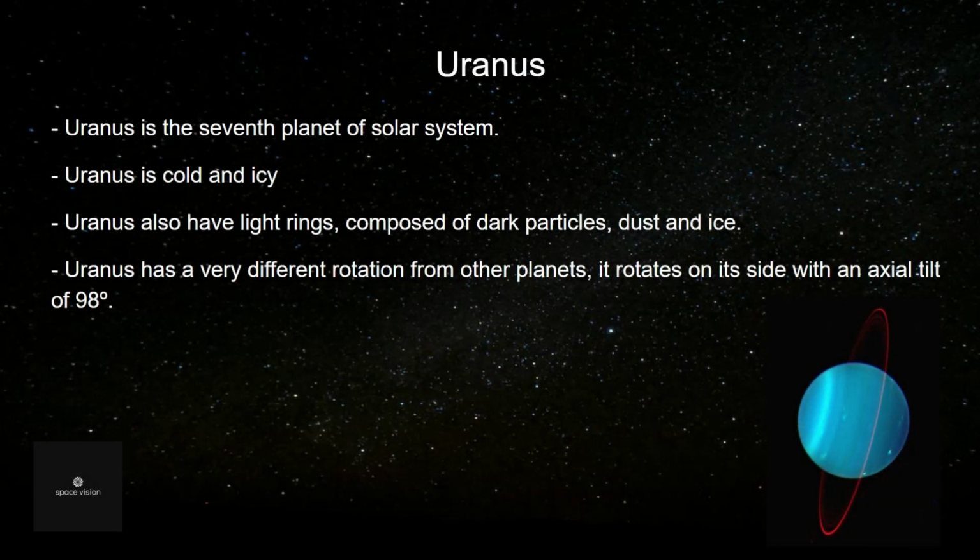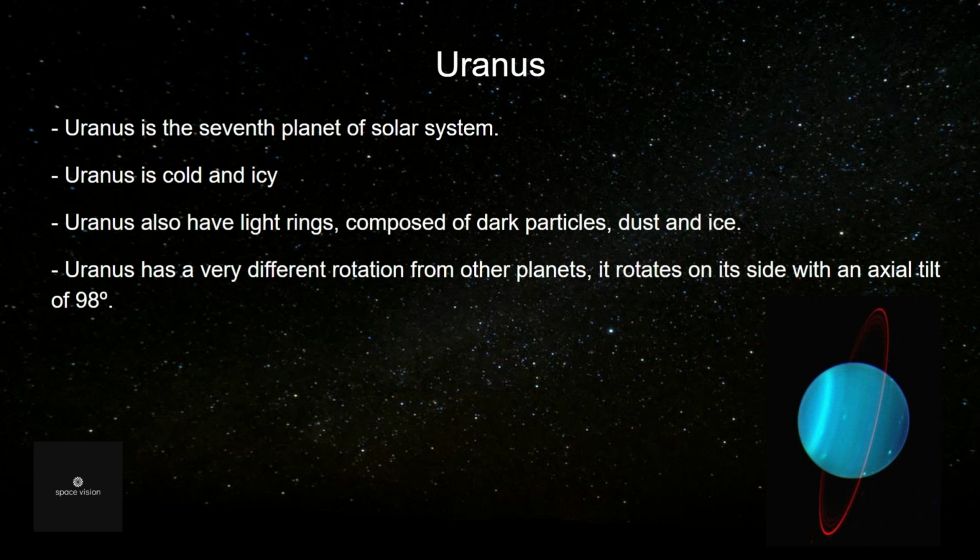Okay, so then we've got Uranus. Uranus is the seventh planet of the solar system. Uranus is cold and icy. We know it because as the distance from the sun gets bigger, the temperature goes downwards. It is colder and more icy. So Uranus is cold and icy.